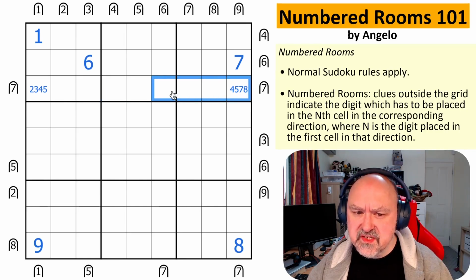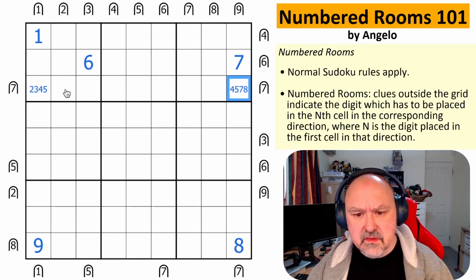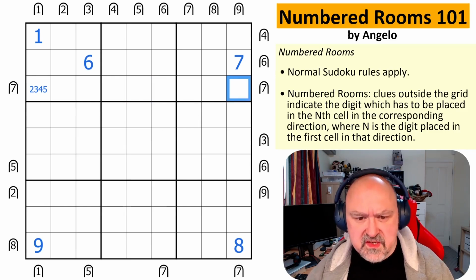Hang on. These are pointing at each other. So these have to sum. I can't put a 5. So let me remove this. I can't put a 7 there because if I did, it would be 5 from each direction. So this can't be 5. So this is 2, 3, 4.